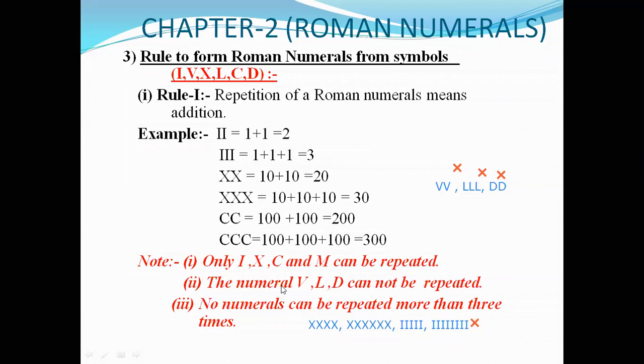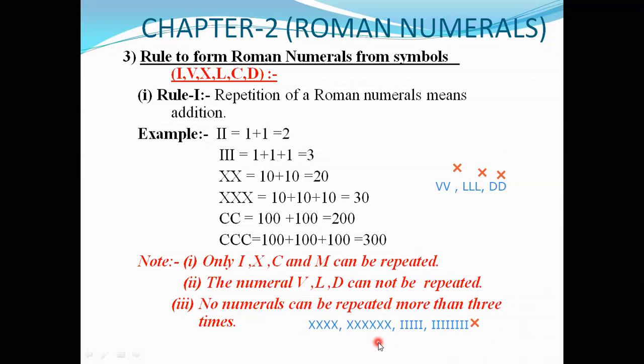Here we see X comes 4 times. In this example, X comes 6 times, and I comes 5 times, and also 1, 2, 3, 4, 5, 6, 7, 8 times. I also comes 8 times. In this way, we cannot write this type of numbers.